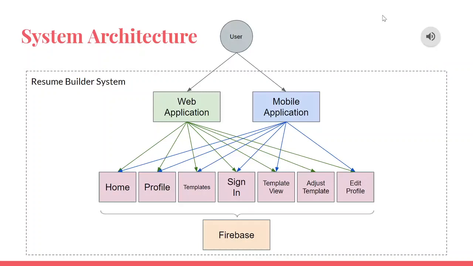Here is a diagram that represents the overall structure of our application. Users can access the web or mobile application. Each of these access points then can deliver different functionality. The web version offers full access to the software and allows users to go to the home page, view and edit their profile, as well as use and adjust templates. The mobile application offers a more limited version of the software that allows users to visit the home page, view and edit their profile, and also use templates to create resumes. All of these different components are then connected to Firebase.